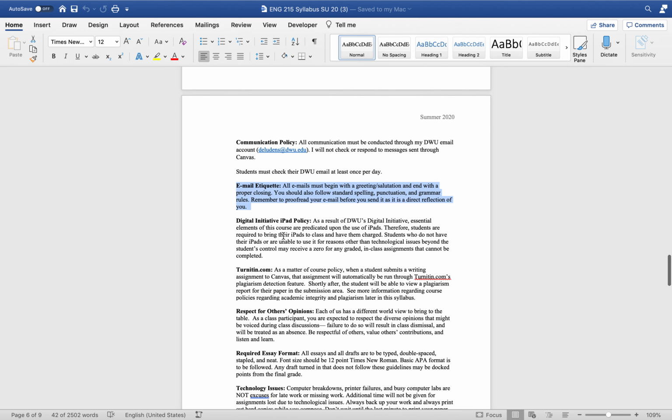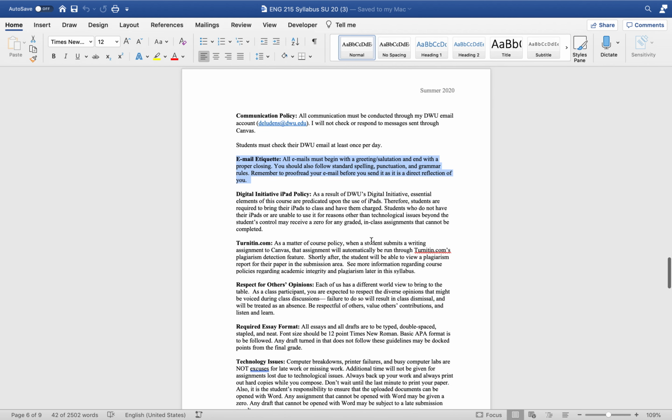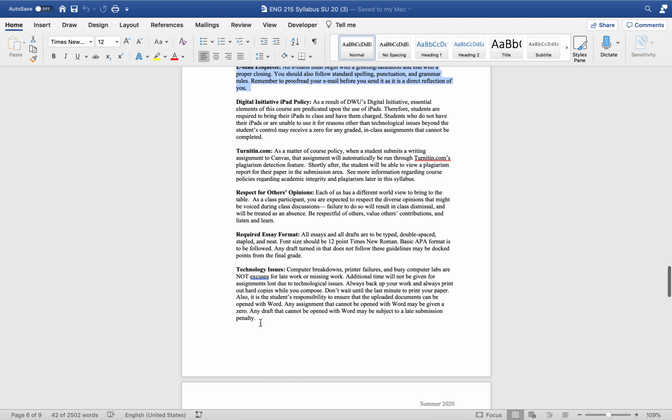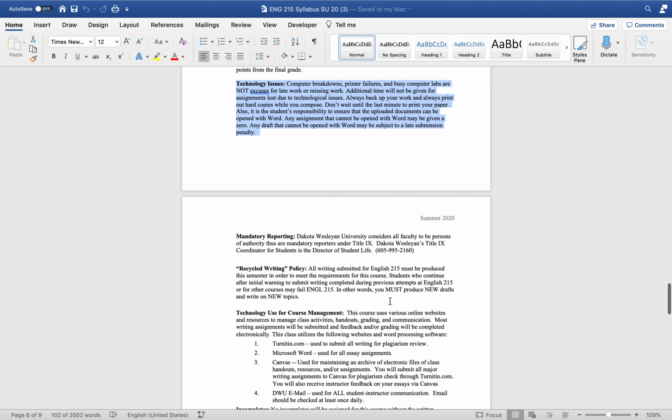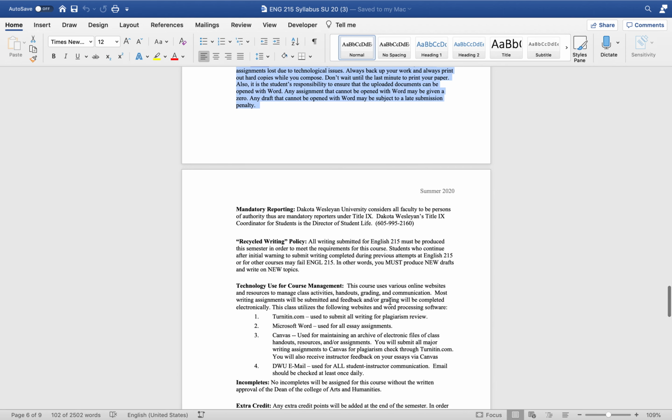Make sure that you're keeping all of your iPads charged. Technical issues are not a reason for late submission of work. Make sure you're getting stuff submitted early so that if there are any problems, we can address those before the actual due date. All of the rest of this you can kind of read through.